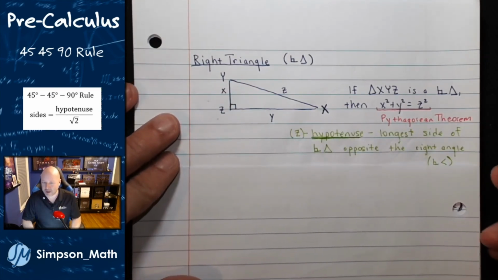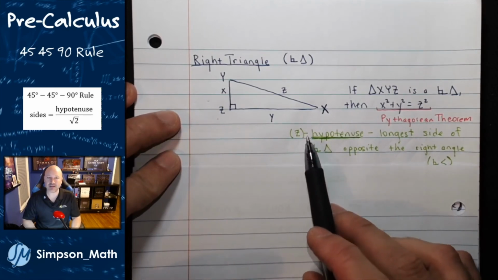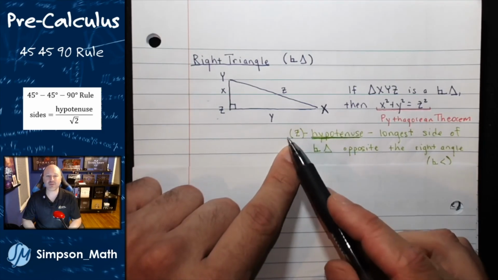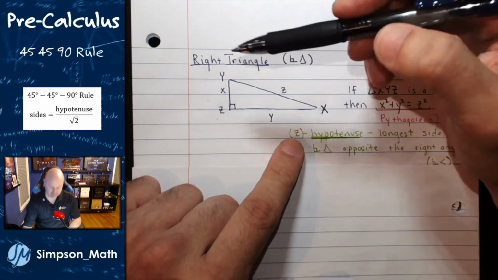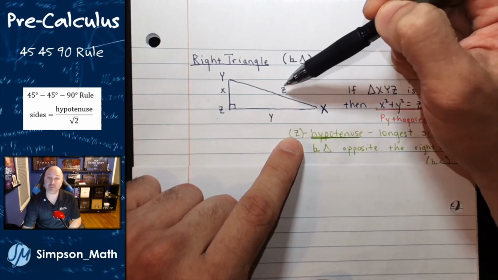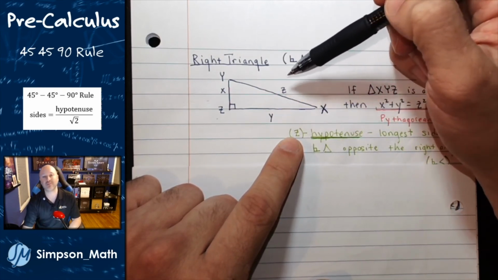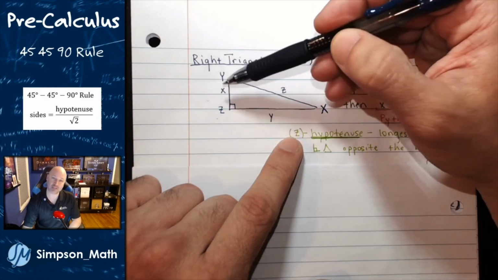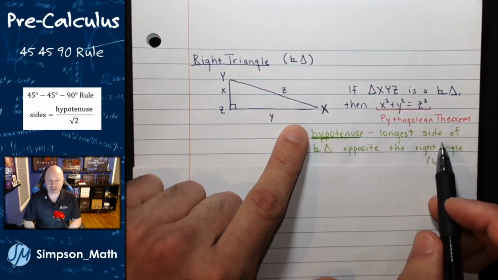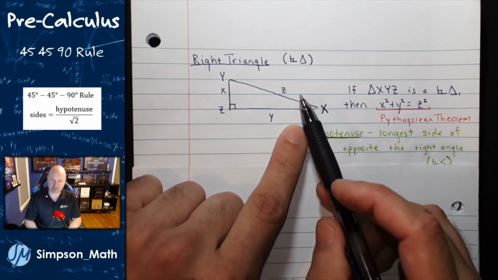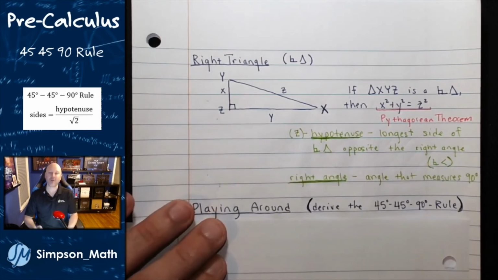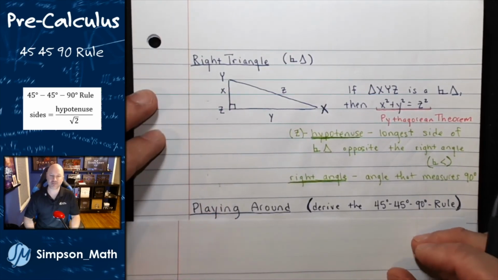I have been using the word hypotenuse. Now in this example, it's the z, but that's not always the case. So I put it kind of in parentheses. If I had labeled this triangle differently, maybe x could have been labeled as the hypotenuse. So then z squared plus y squared would have been equal to x squared. So the hypotenuse is the longest side in the right triangle, and it is opposite the angle that measures 90 degrees. A right angle is an angle that measures 90 degrees.